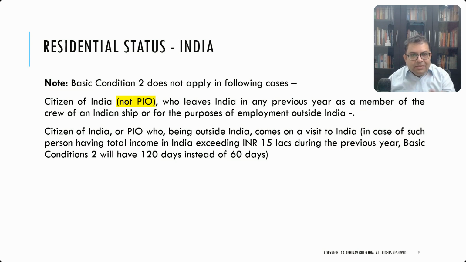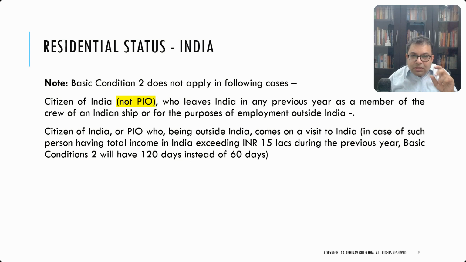So, if you're a US citizen, or a green card holder, no, sorry, a US citizen who, being outside India, comes on a visit to India. Here, you are a citizen or a PIO living outside India, but in that previous year, like April 2023 to March 2024, you come on a visit to India for whatever purposes, meeting your family or for medical treatment or whatever, right? And in case of such a person, this is the second condition.